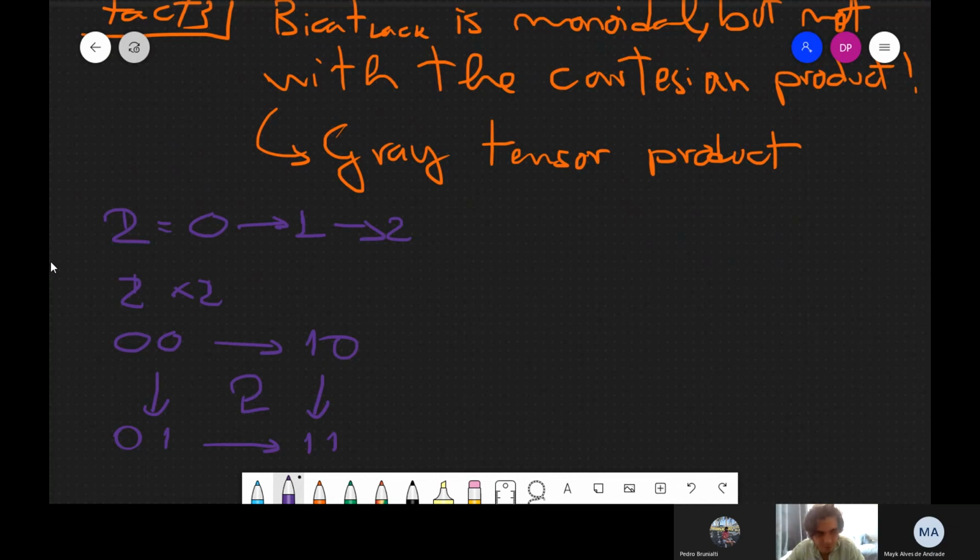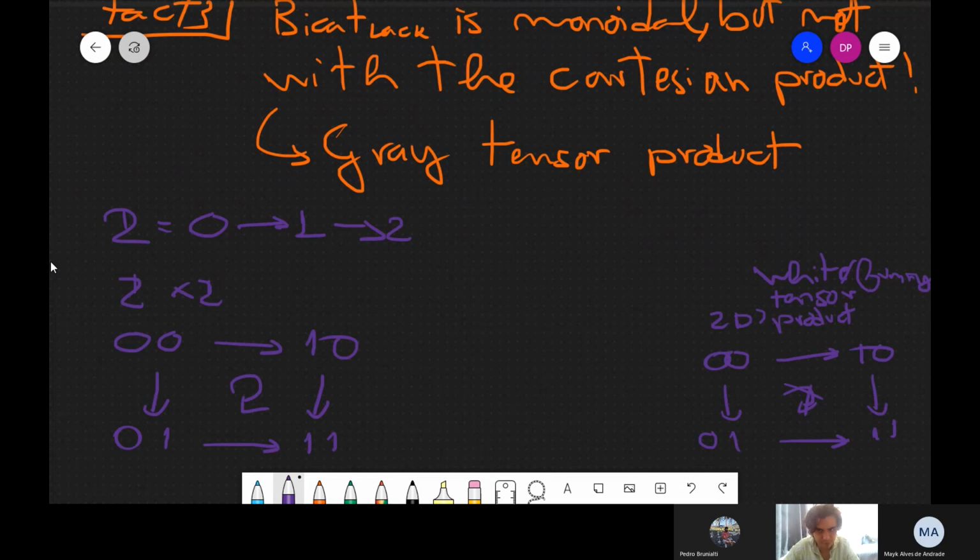And there is also what Lack calls the white tensor product, or funny tensor product, in which the category kind of looks like this, but this doesn't commute. It usually has a white box here. And so the Gray tensor product is here in the middle, and this white is just a pun.